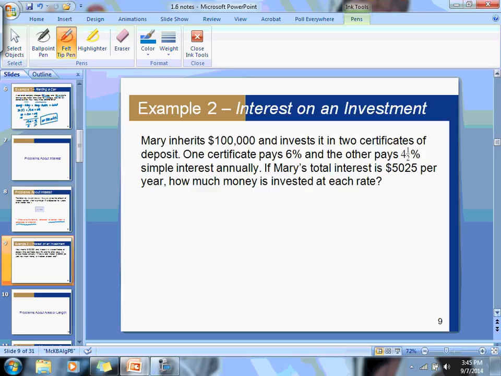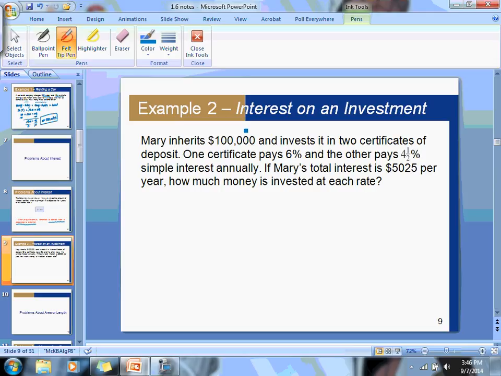Now in example 2 here, we are dealing with interest and we're dealing with rate and time, but it's a little bit of a twist on the equation that we just saw. So let's read through it here. Mary inherits $100,000 and invests it in 2 certificates of deposit. That's what a bank calls a CD. One certificate pays 6% and the other pays 4.5% simple interest annually. Mary's total interest is $5,025 per year. How much money is invested at each rate?